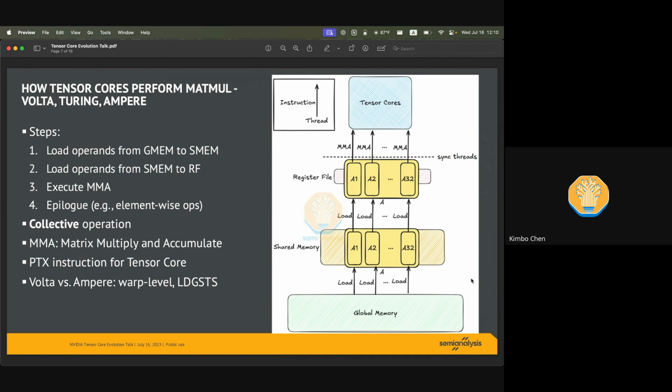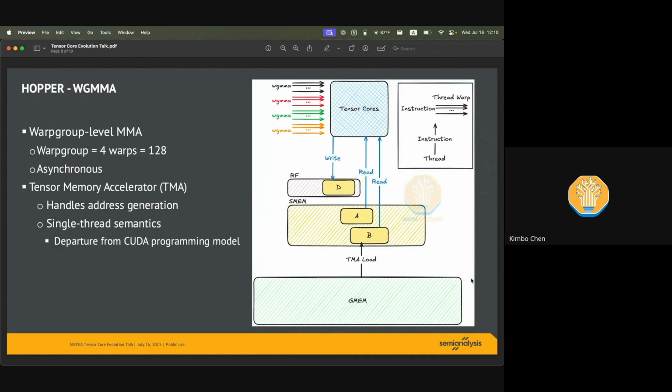Okay, so those are the first three architectures. The architecture after that is Hopper. Hopper comes with a new type of MMA instruction called WGMMA. WG stands for warp group. A warp group is basically a set of 4 warps, which is 128 threads.